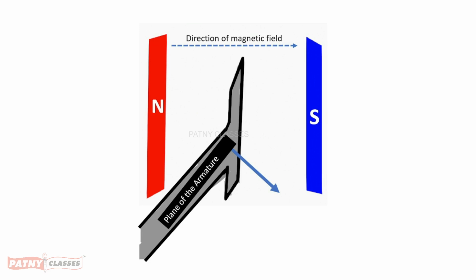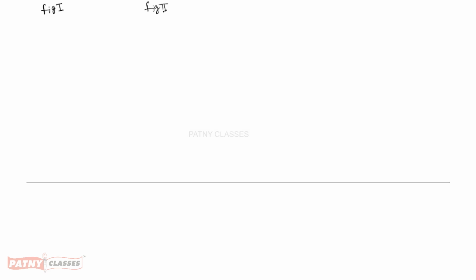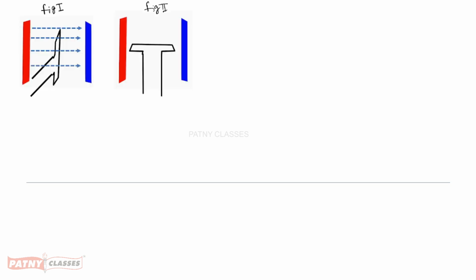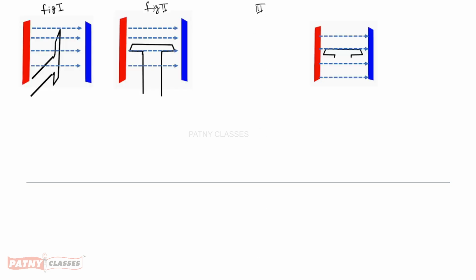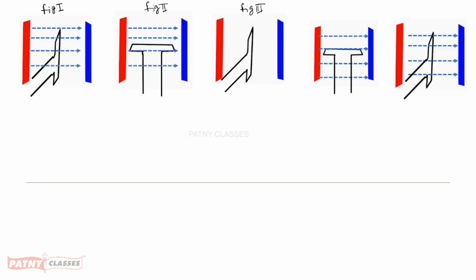The EMF produced in the armature depends upon the angle between the plane of the armature and the direction of the magnetic field. Now let us consider different situations. The angle between the plane of the armature coil and the magnetic induction is shown by different figures here: figure 1, figure 2, figure 3, figure 4 and figure 5.